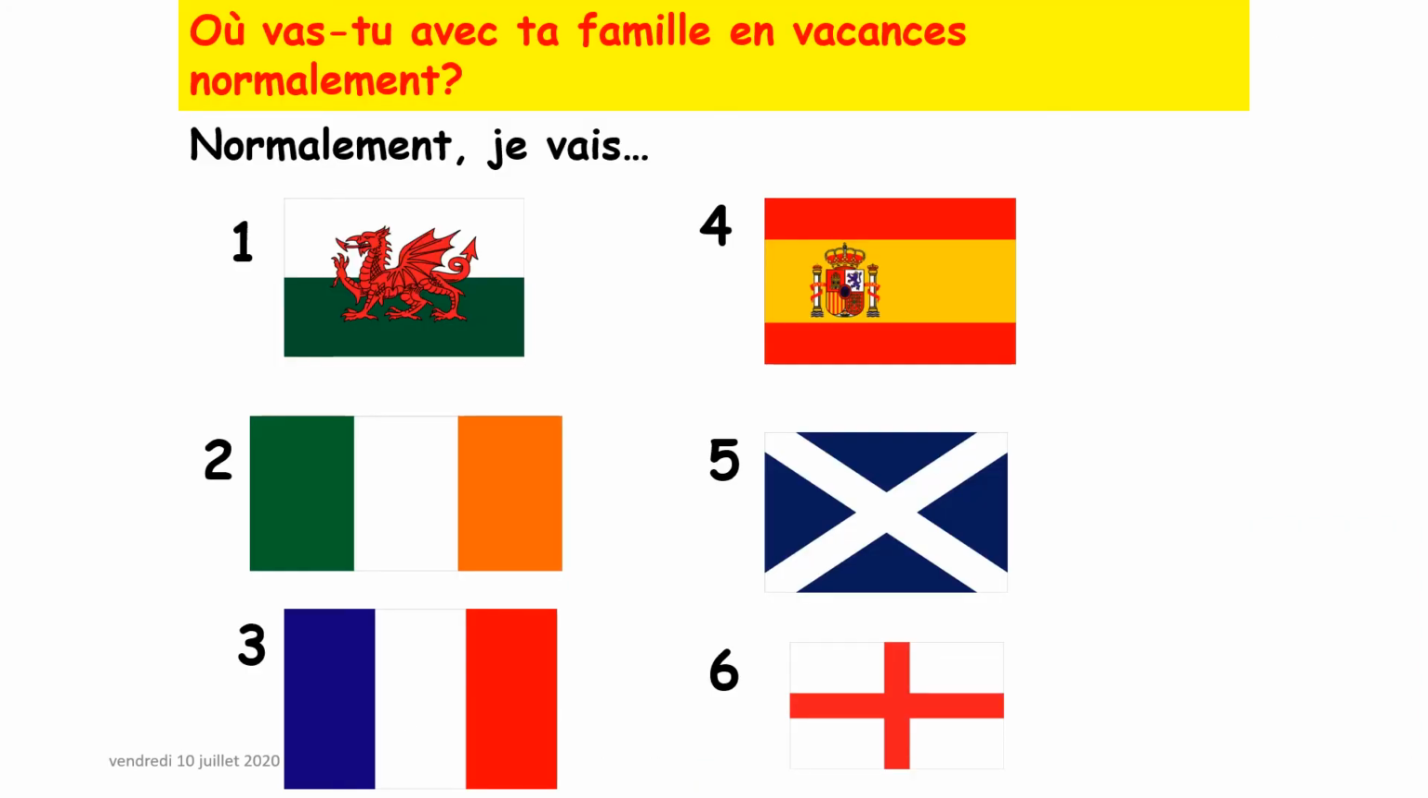Où vas-tu avec ta famille en vacances normalement? Normalement, je vais au Pays de Galles, en Irlande, en France, en Espagne, en Écosse, or en Angleterre. Take time now to write a sentence for each of these 6 flags, starting with normalement, je vais.